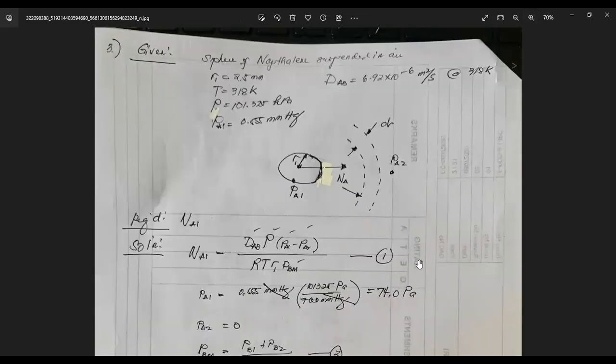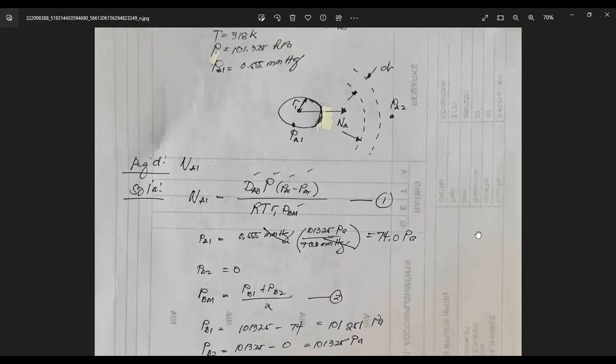So this is in the case of the sublimation of naphthalene balls suspended in air. So the diffusion is due to evaporation or sublimation of naphthalene. Now this is the radius, this is the temperature, this is the pressure, and this is, I think, the partial pressure of naphthalene, 0.555 millimeters mercury, and this is the diffusivity at the temperature of 318 Kelvin. The same thing. So you're asked for the flux.